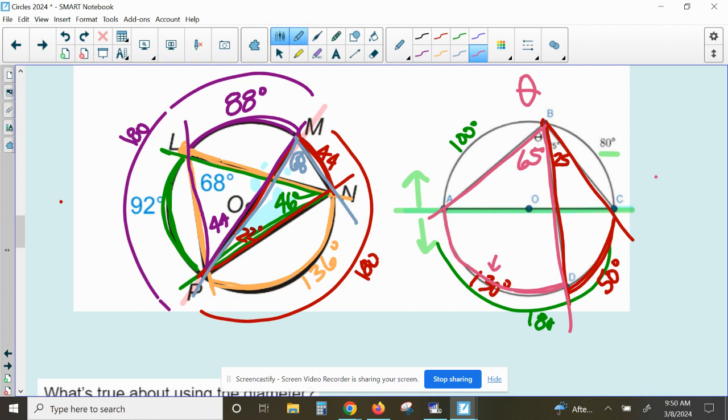We can get some more in there. What about this 80 out here? Where's that arc at? It's right here, right? Is there an angle that matches it? Do you see where it's at? Right in here, right? So that's half, that's 40. 40 degrees.